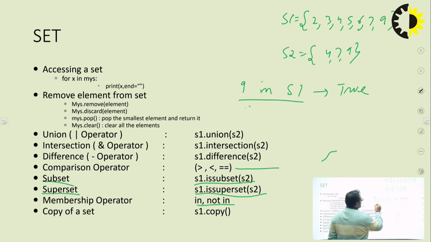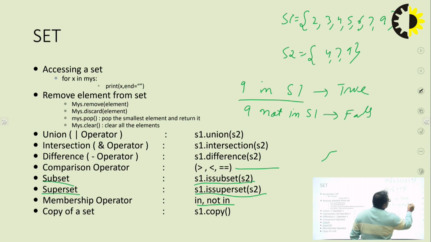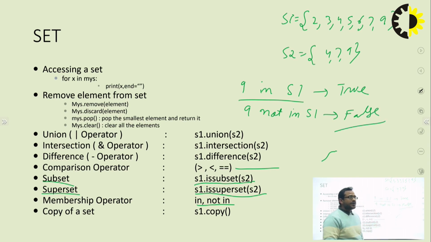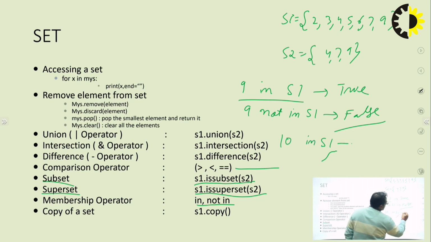And if I can check 9, it is not in S1, so it is written false. Got my point? For another example, suppose I am writing here 10 in S1, so it is written false.